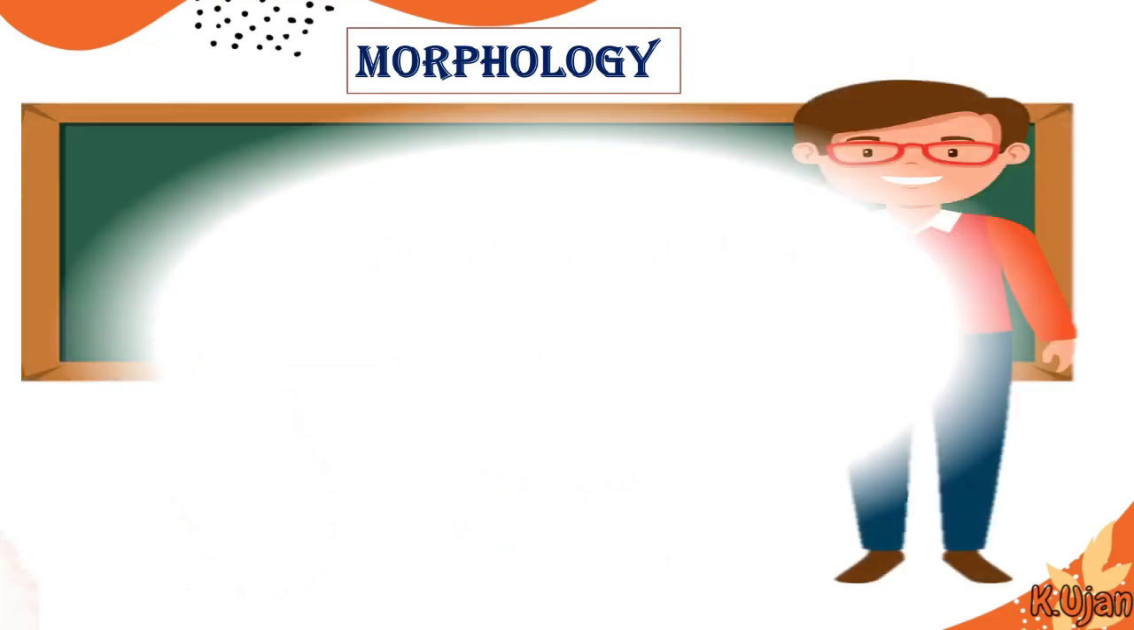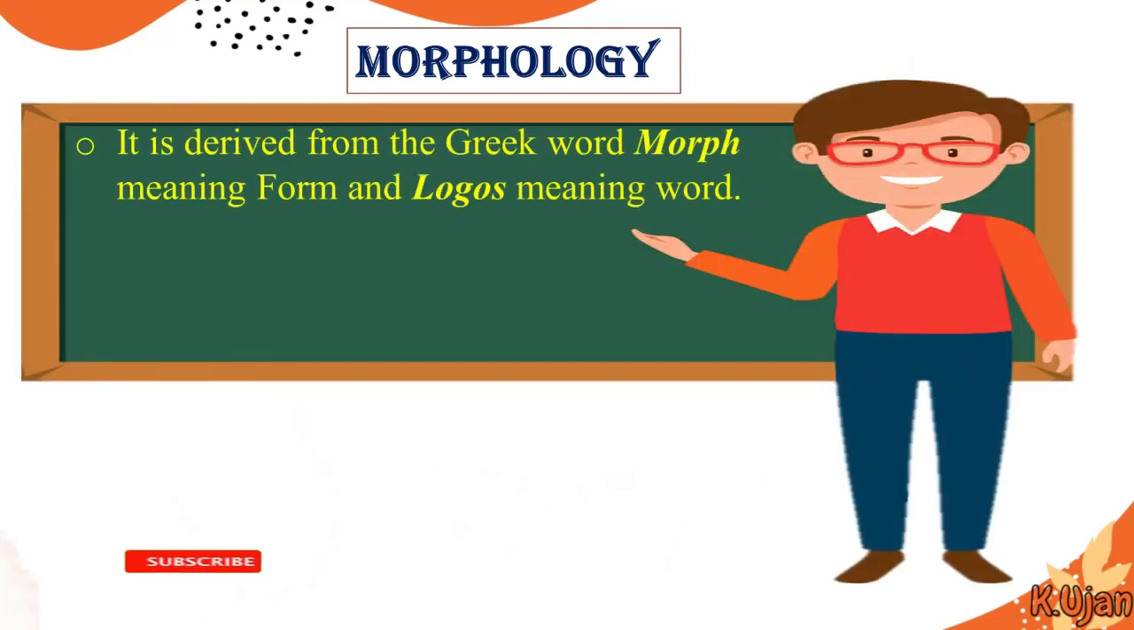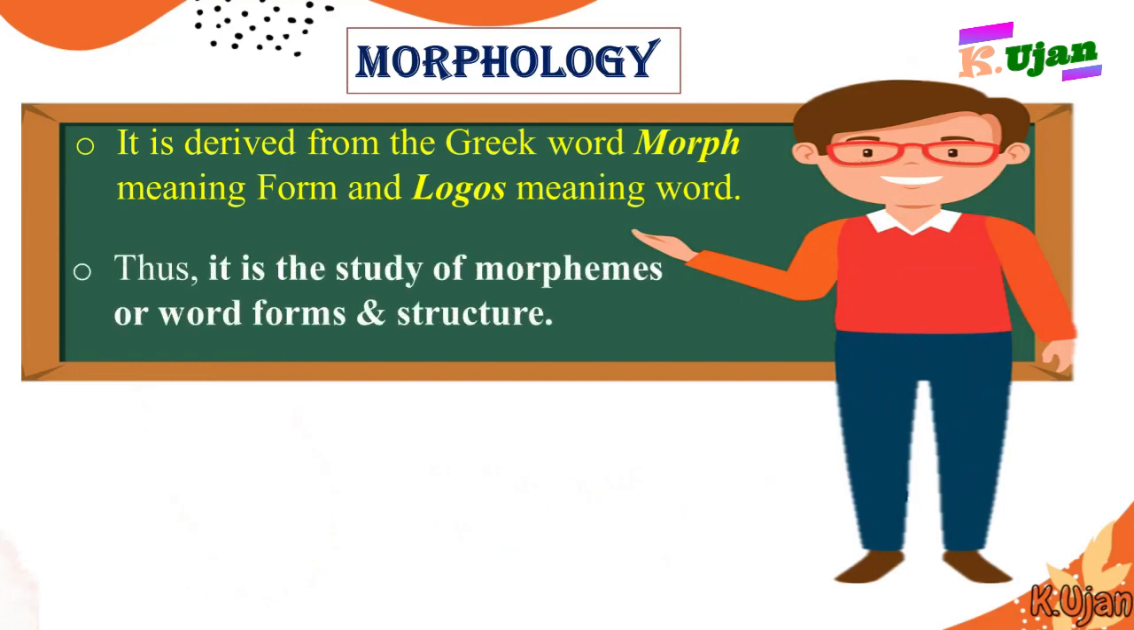What is morphology? We have already learned about this term in our previous lecture, but we are going to repeat it so that we can understand the areas of morphology. It is derived from the Greek word morph, meaning form, and logos, meaning word. Literally, we could say it is the study of morphemes or word forms and structures in language. So within language, what are the word forms? How are words formed? What are morphemes? And structures likewise are known as areas of morphology.